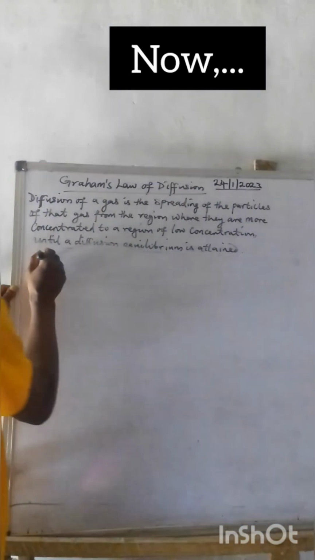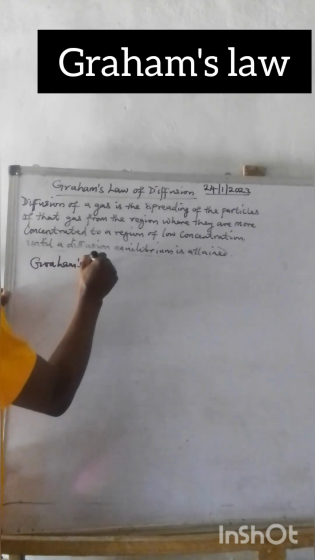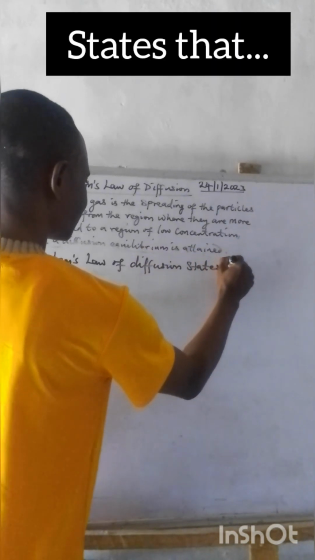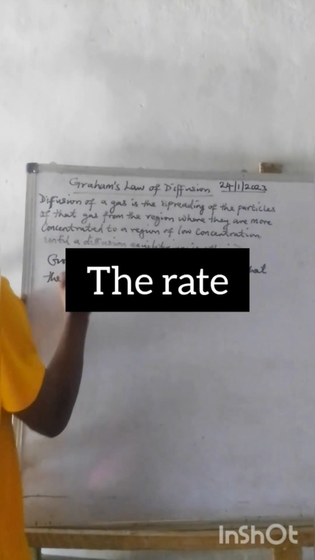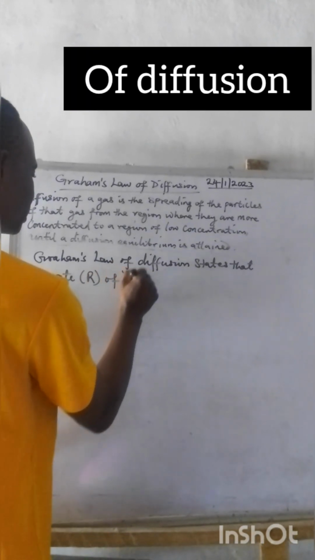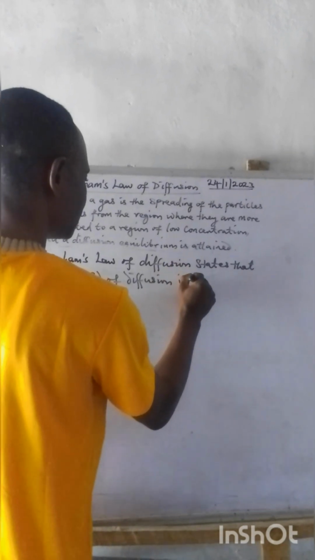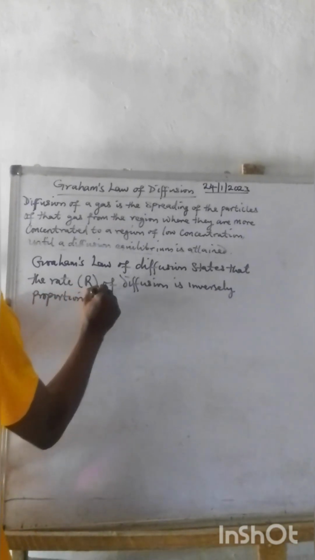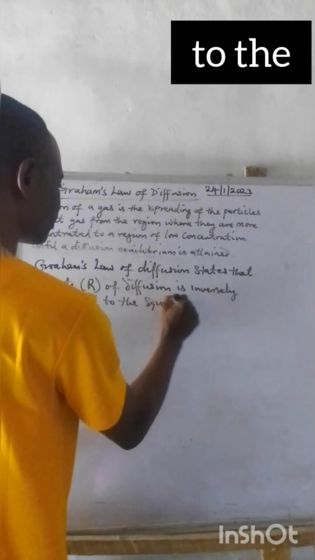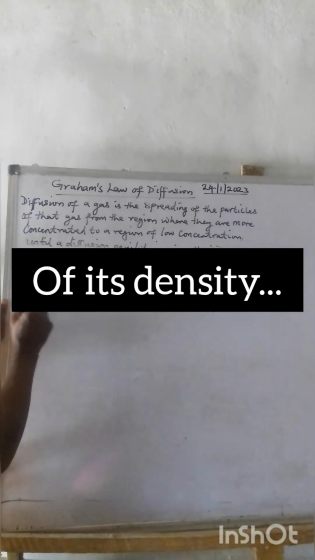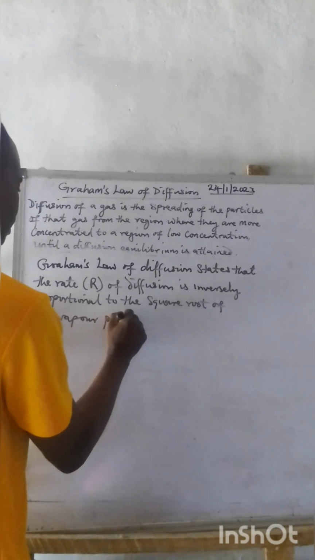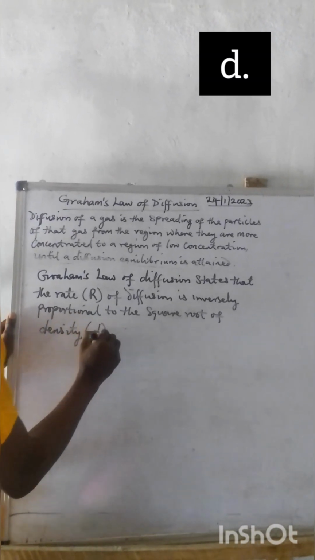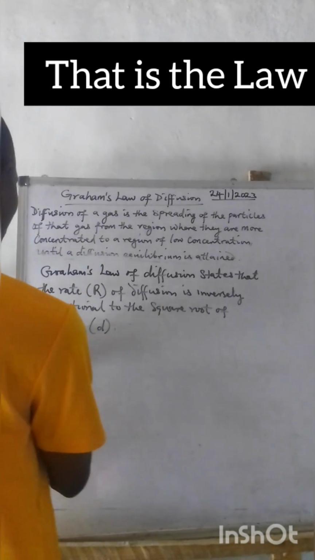Now, Graham's law of diffusion states that the rate R of diffusion is inversely proportional to the square root of its density, D. That is the law.